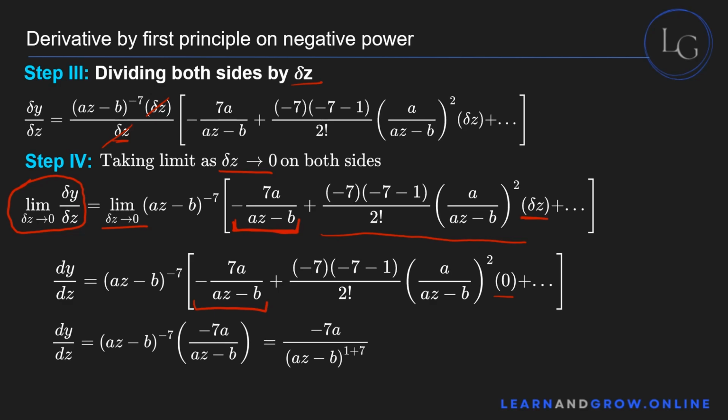And hence, what you'll do now is take this (az minus b) whole to the power minus 7 and turn it into 1 over (az minus b) whole to the power positive 7. Once you do that, it will go into the denominator and be multiplied with this az minus b over here, and so you get (az minus b) to the power 1 plus 7, obviously, and the numerator will remain as it is, minus 7a, and so you'll get this as your final answer.